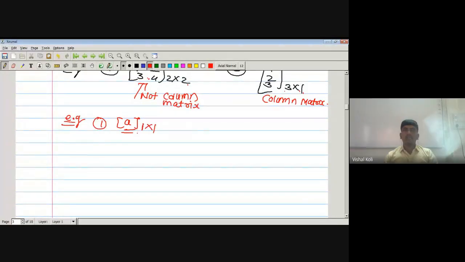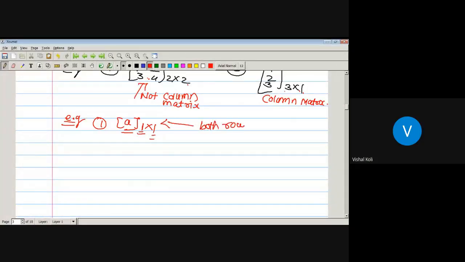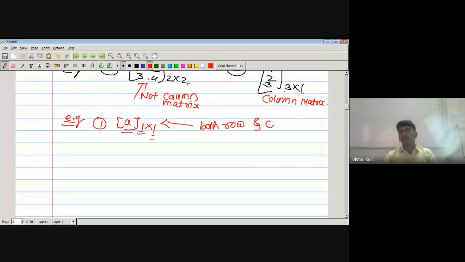As there is only one row and only one column, therefore this matrix is both a row and column matrix. Okay, now the next type will be the null matrix or zero matrix.